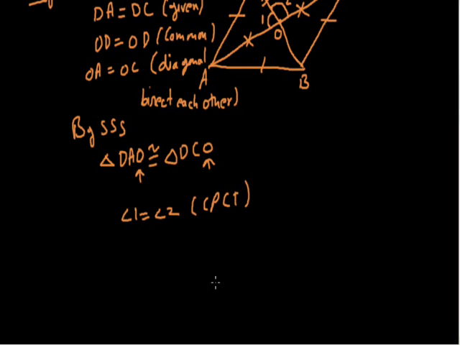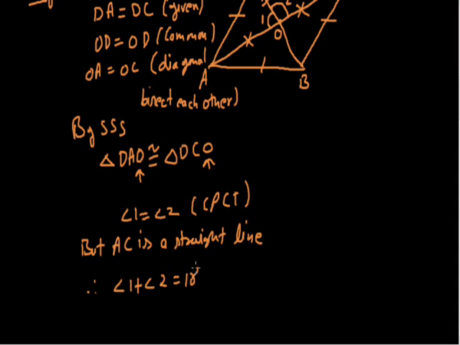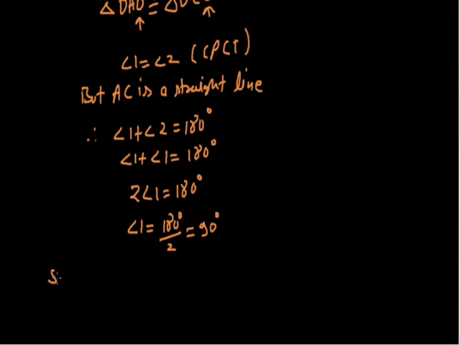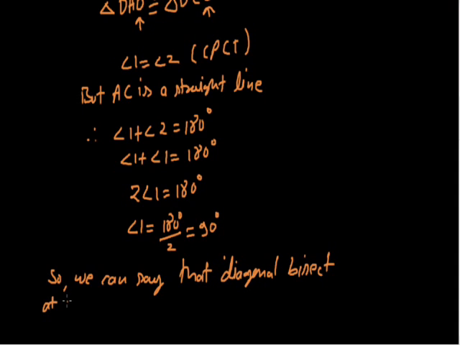But AC is a straight line. Therefore, angle 1 plus angle 2 should equal 180 degrees. But angle 1 and angle 2 are equal, so in place of angle 2 I write angle 1. So twice angle 1 equals 180 degrees. So angle 1 equals 180 divided by 2, that is 90 degrees. So we can say that the diagonals bisect at 90 degrees. So this is the proof.